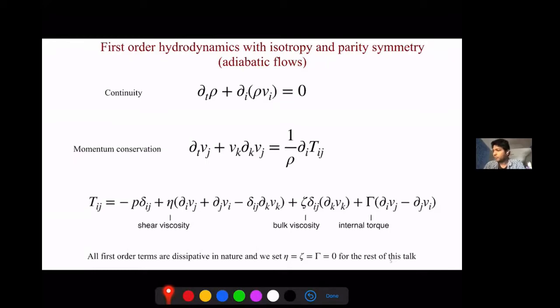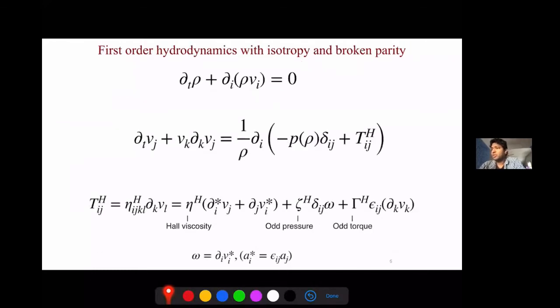Okay. So now let's move on to first order hydrodynamics of fluids in 2 dimensions with isotropy and broken parity. So the continuity equation remains the same, and the momentum conservation equation acquires 3 additional coefficients in the form of this Hall stress tensor, or odd stresses.